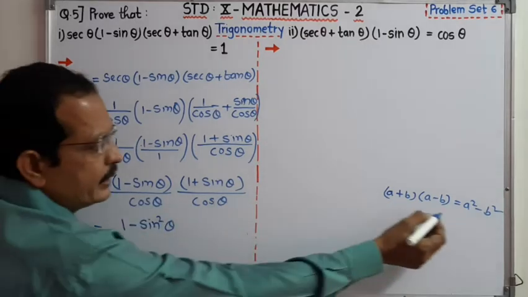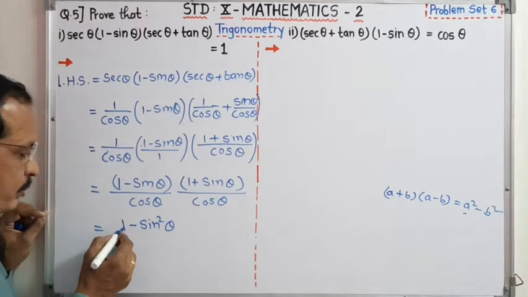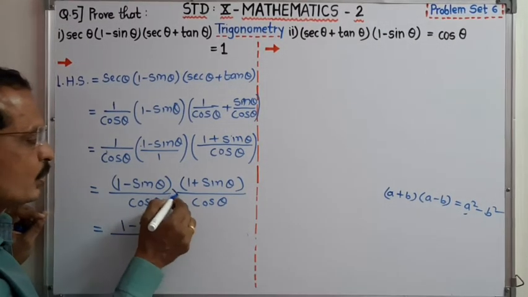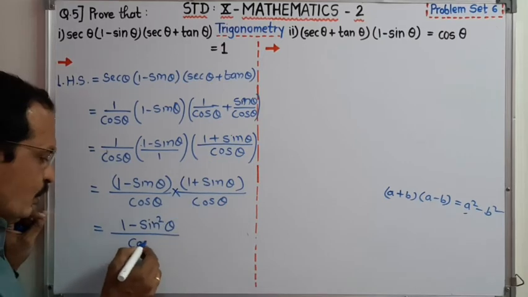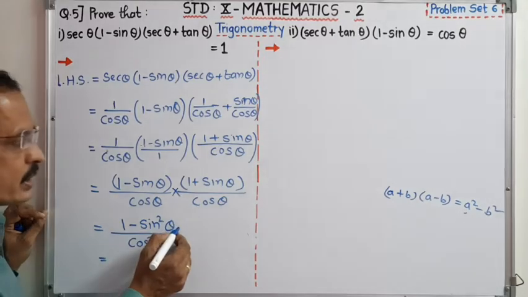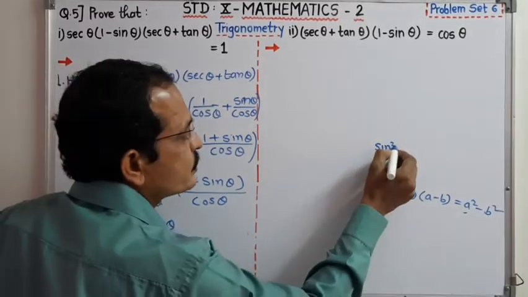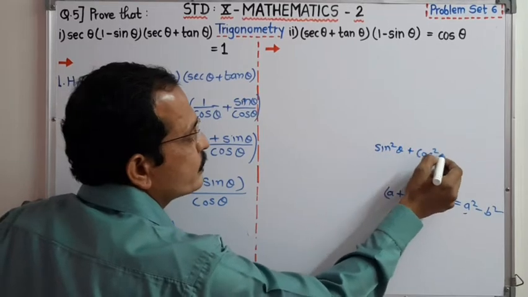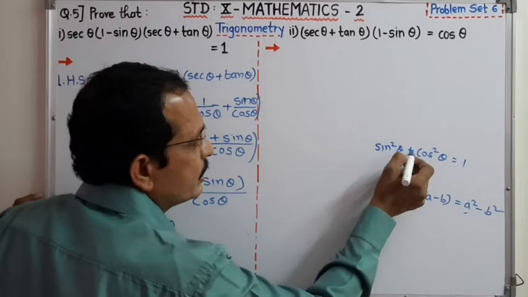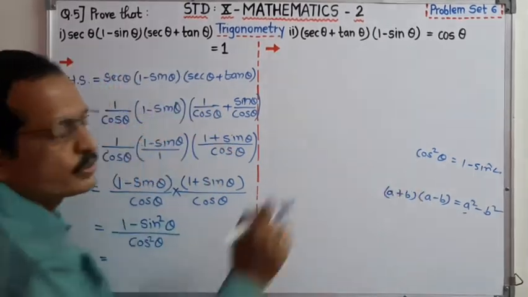Here a means 1 and b means sin theta, therefore 1 minus sin square theta, and here it is cos theta into cos theta, then it is cos square theta. Dear student, you know the identity: sin square theta plus cos square theta is equal to 1. That means if we take 1 minus sin square theta on that side, we get cos square theta.